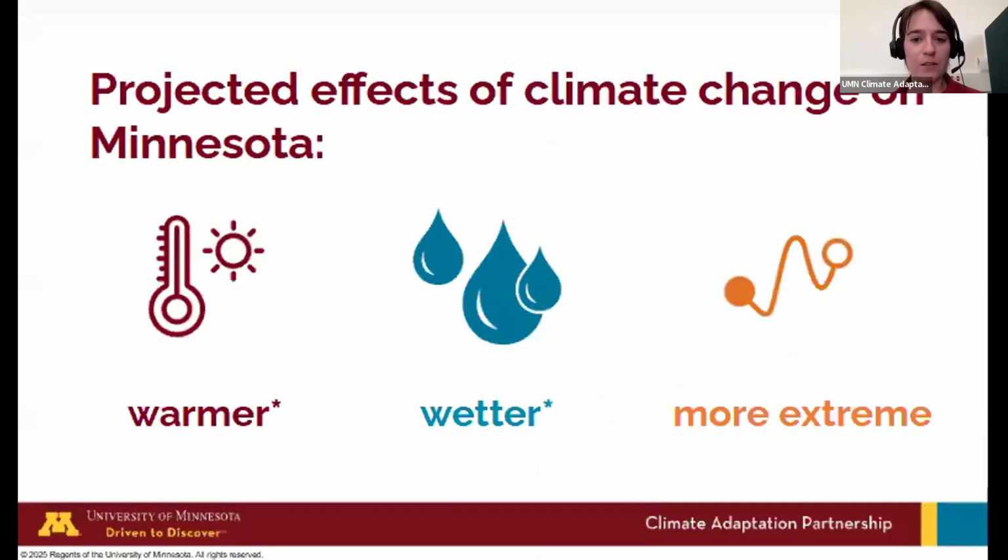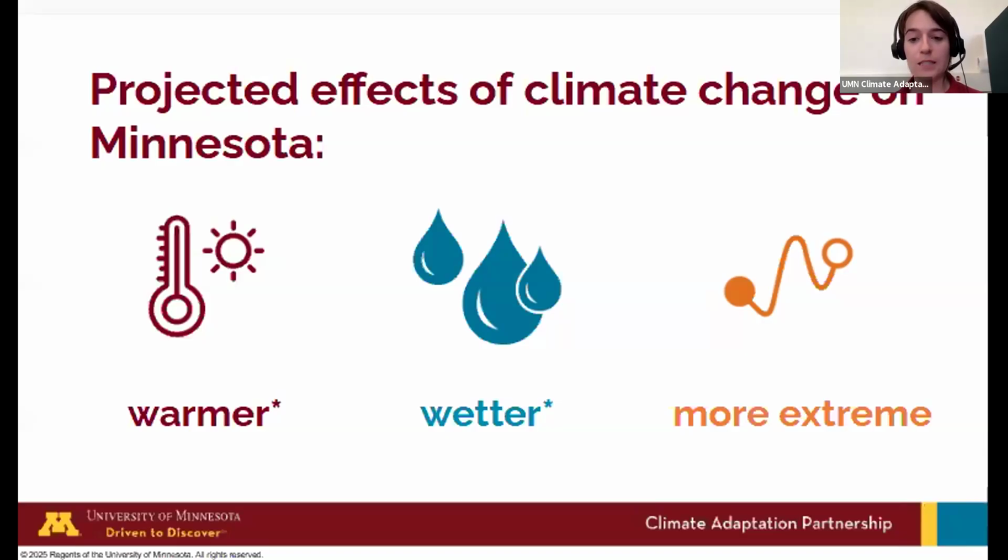So again, we're going back to the projected effects of climate change on Minnesota. Now that we know how we got this data, we can talk a little bit more about the nitty-gritty of these data. We're expecting Minnesota to become warmer. Previously, we've seen those changes predominantly in winter, but in the future, we expect to see warming across all seasons, and particularly warming in summer, which we haven't observed.